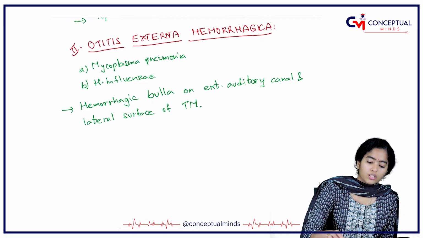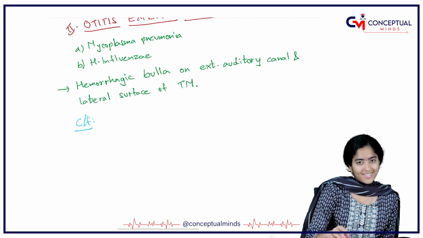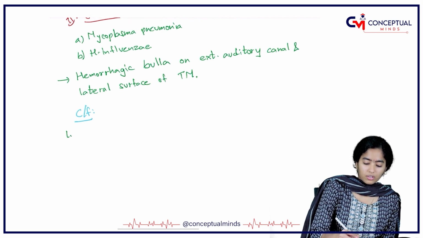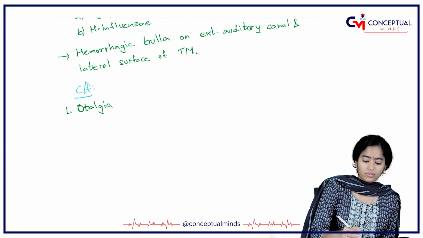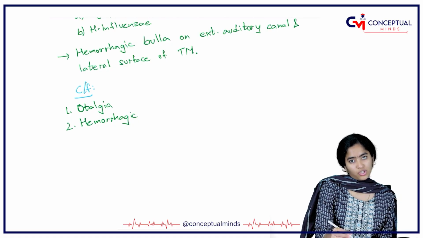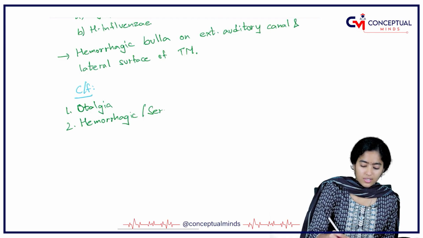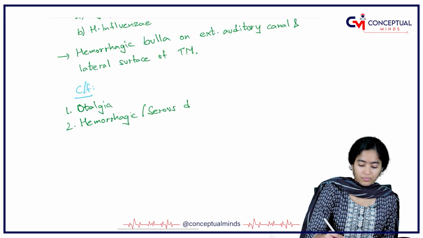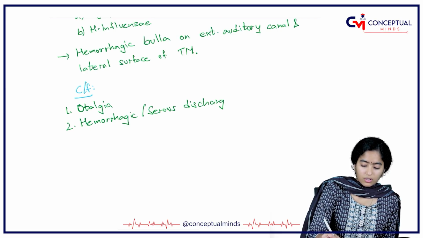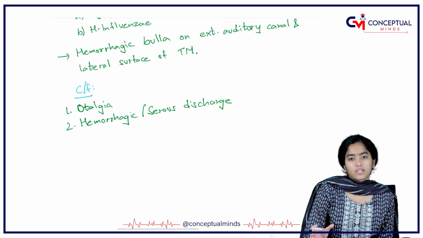Summer season can cause diffuse otitis externa, and winter season predisposes to otitis externa hemorrhagica. So let us look into the clinical features of this condition. When there is inflammation, obviously there will be pain. Otalgia is there. And then there is hemorrhagic discharge. Why hemorrhagic discharge? Because there are hemorrhagic bullae, or sometimes even a serous discharge could be present. The bullae rupture and they give rise to hemorrhagic or serous ear discharge.